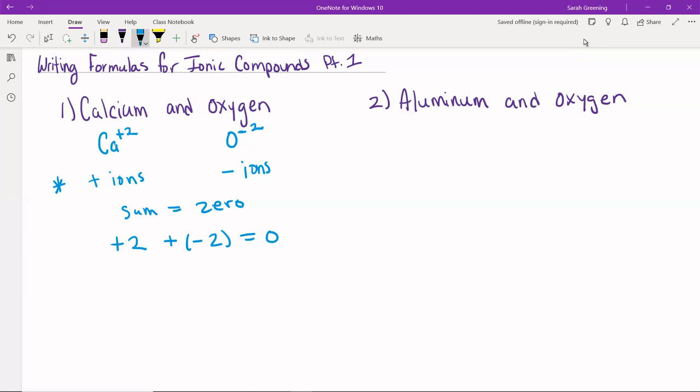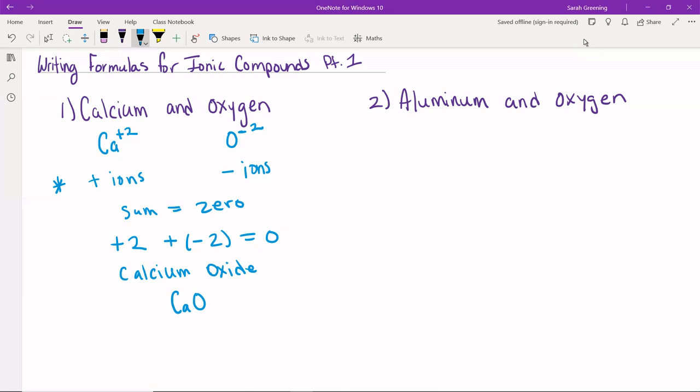So all we have to do for calcium and oxygen, or calcium oxide, as you will later learn how to name said ionic compound, calcium oxide is simply CaO. Because the charges are equivalent, when the +2 and the -2 combine, you will have a net 0 charge, so calcium oxide.